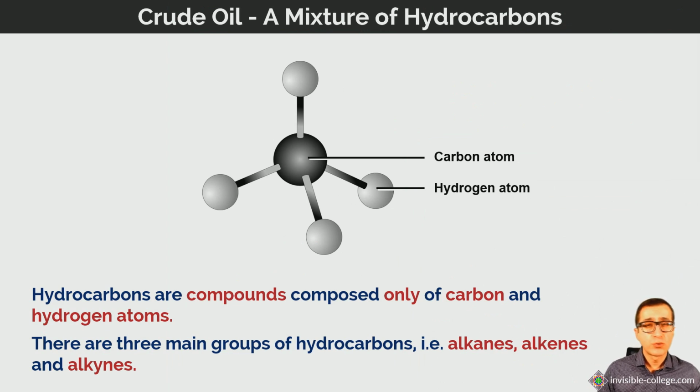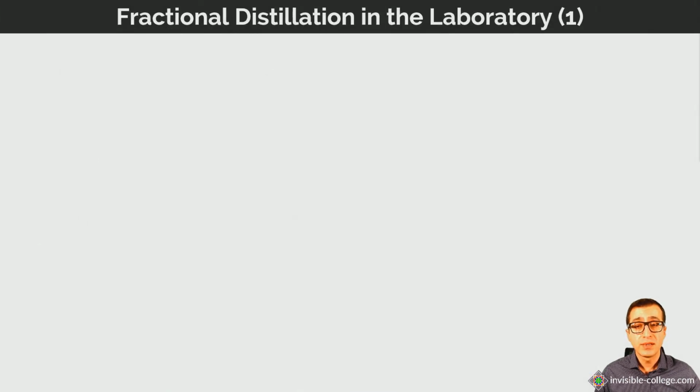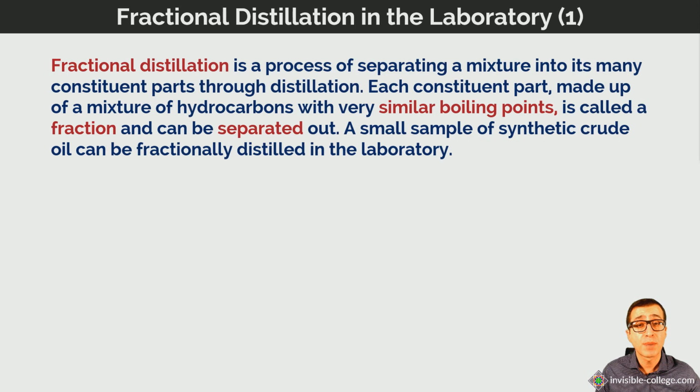So, how do we separate crude oil into its components? Well, this can be done simply in the laboratory by means of a process that we call fractional distillation. So, fractional distillation is like distillation in the sense that you are evaporating something or boiling something and then condensing it. But fractional distillation is a process of separating a liquid mixture composed of different miscible liquids, liquids that will mix with each other, into its many constituent parts through separately distilling each one of those components at its characteristic boiling and condensation points.